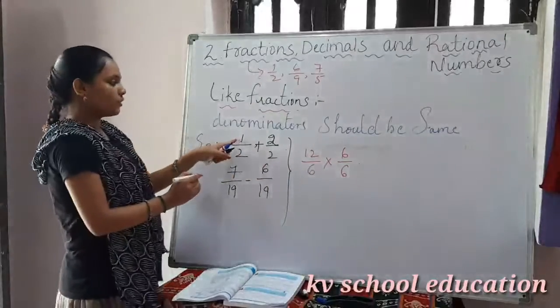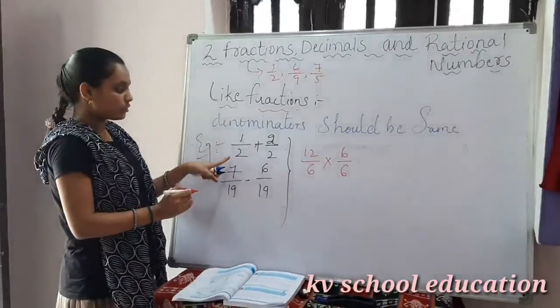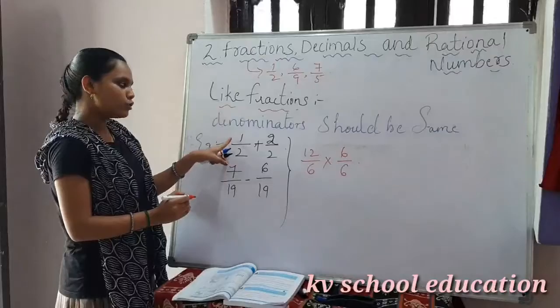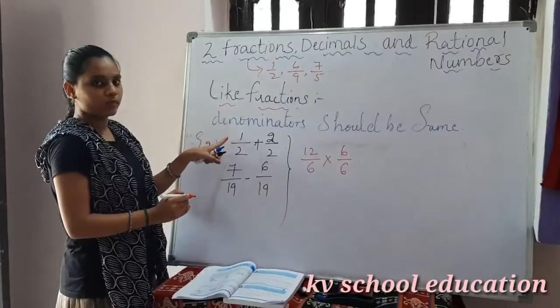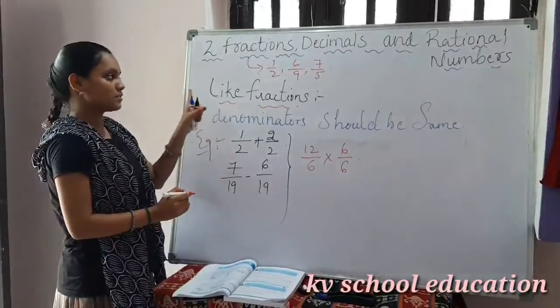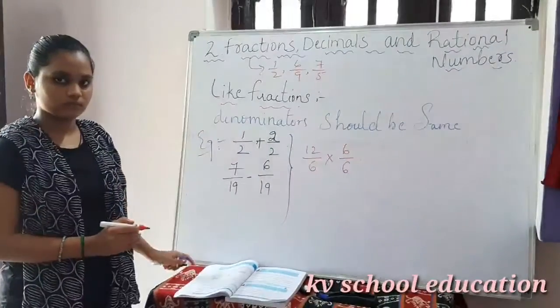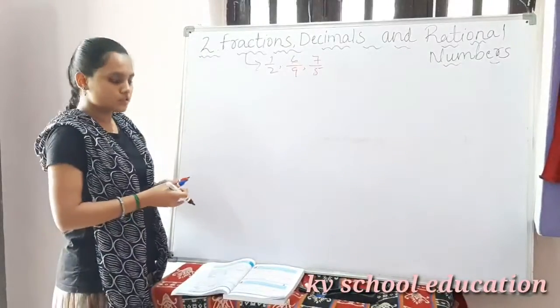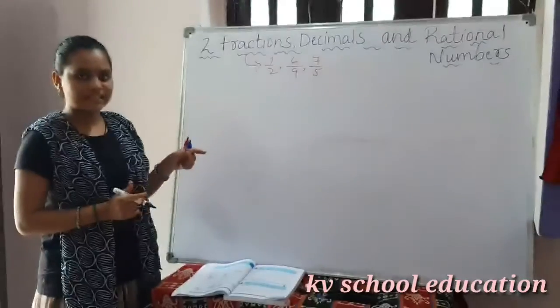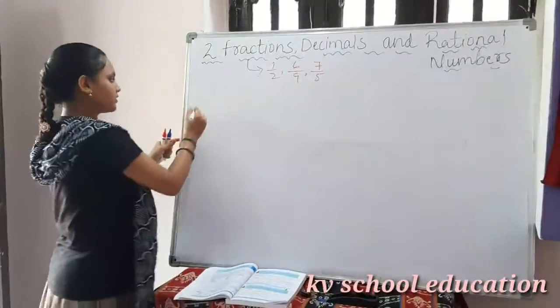Don't pay attention to the numerator. We just need to see the denominator. If the numerator is also the same, no problem, but the denominators must be the same. So they come under like fractions. So now like fractions are completed. Now we will go to unlike fractions.